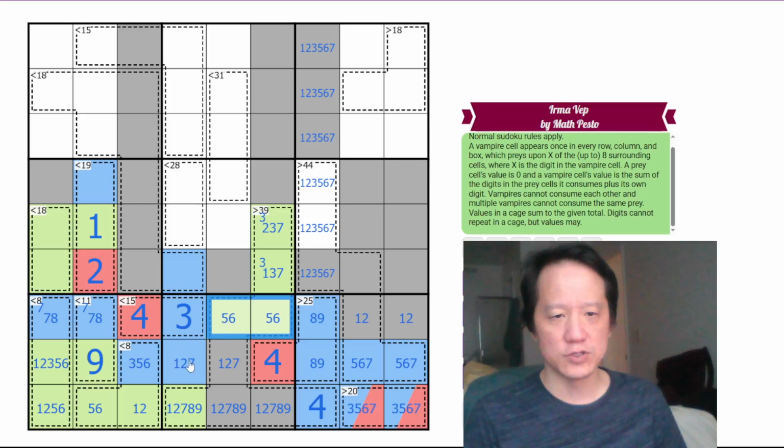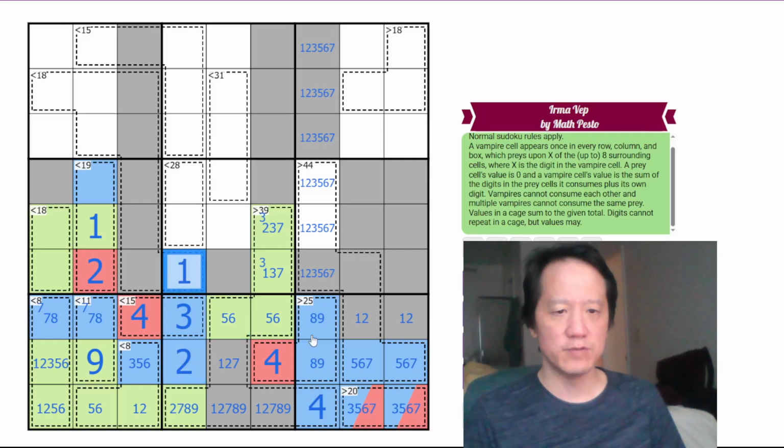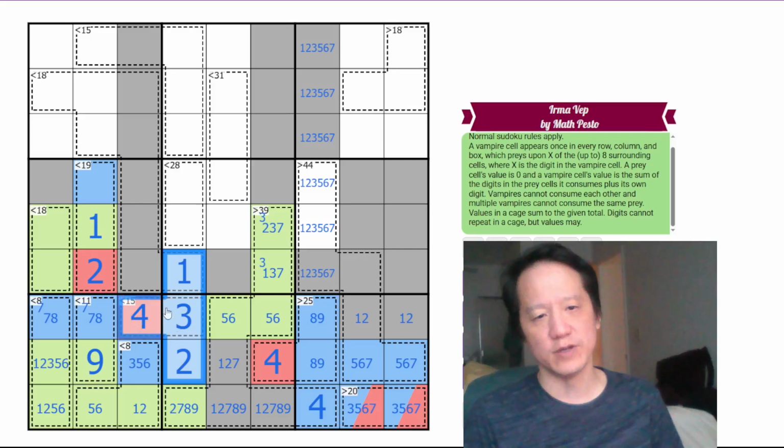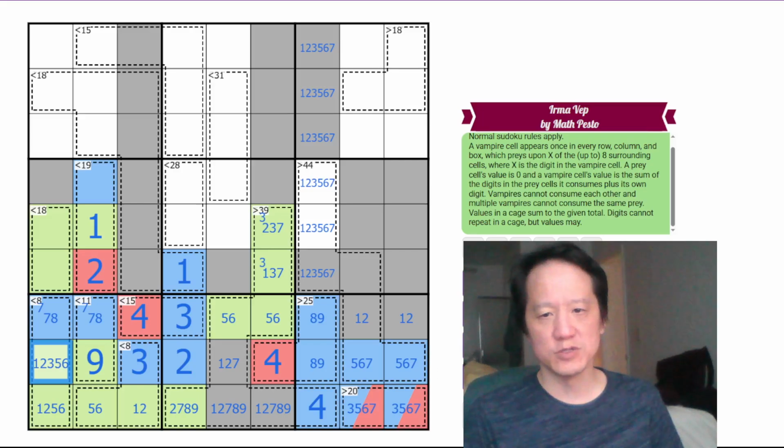the vampire does not choose them. So this has to be 1 in one of these 3 cells, so this can't be 1. This can't be 1 here. It can't be 7, obviously, to be preyed upon, so this must be 2, and this must be 1. This is 1, 2, 3, 4. This can't be 5 or 6 because that would be greater than 15. So this has to be 3, which means this can't be 3.